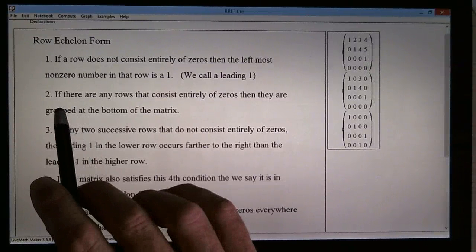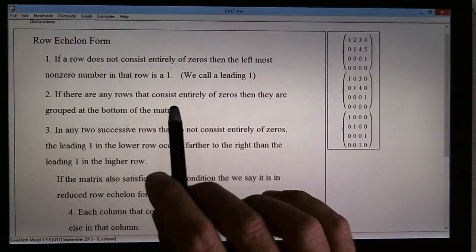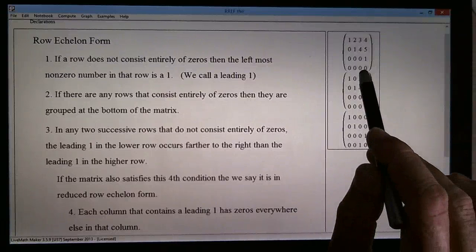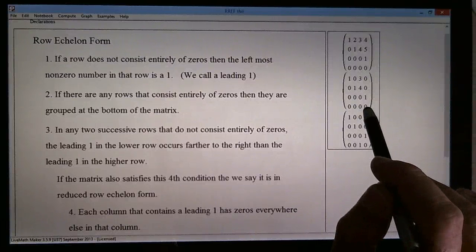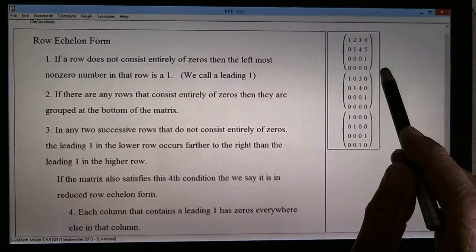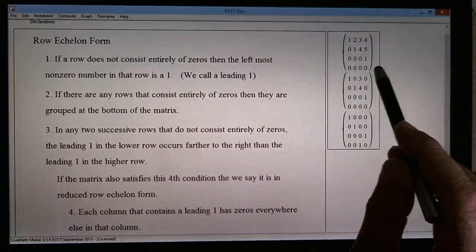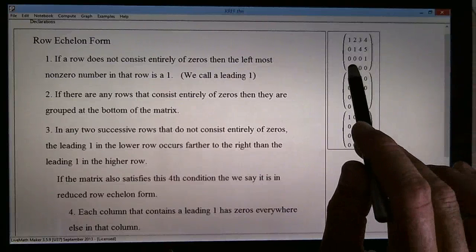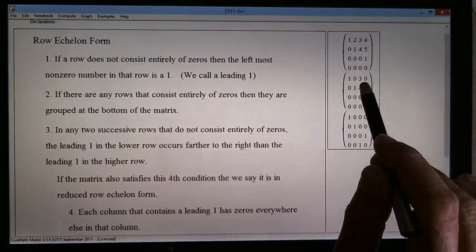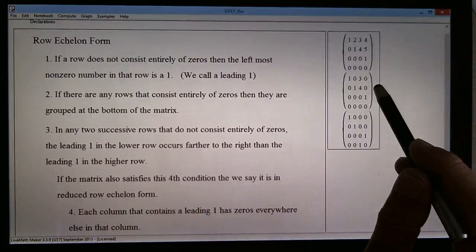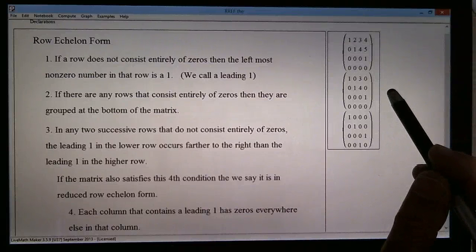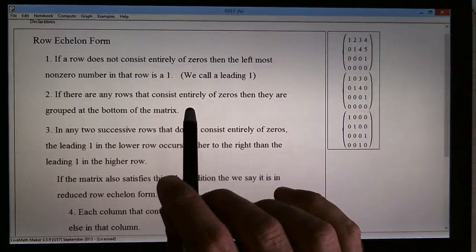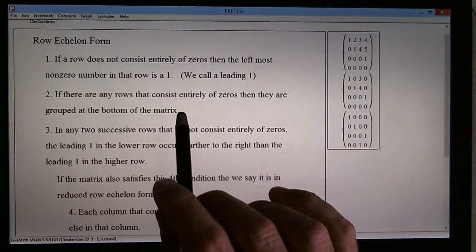Okay. 2, if there are any rows that consist entirely of zeros, then they are grouped at the bottom of the matrix. So these matrices have one row of zeros each on the bottom. If you had more than one, then you just have several zero rows at the bottom. But you'll never have an all zero row somewhere up here. Or if you do, then it's not in row echelon form. So any row that's all zeros is grouped towards the bottom.